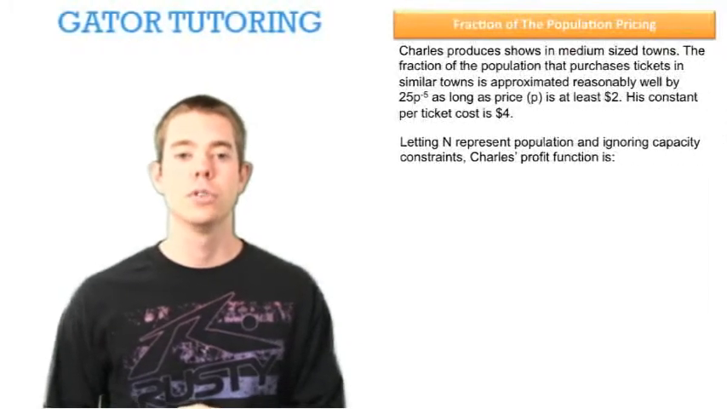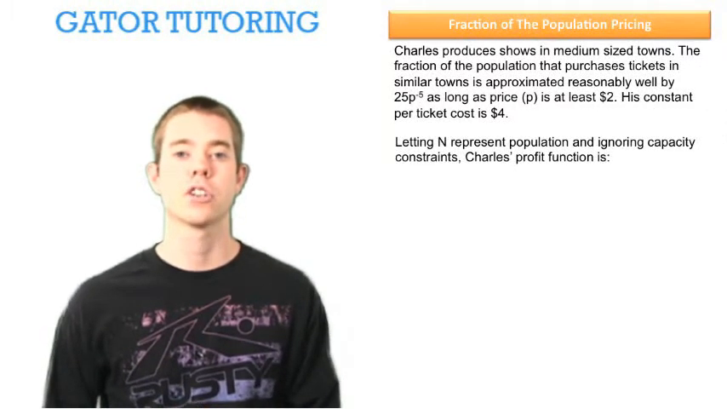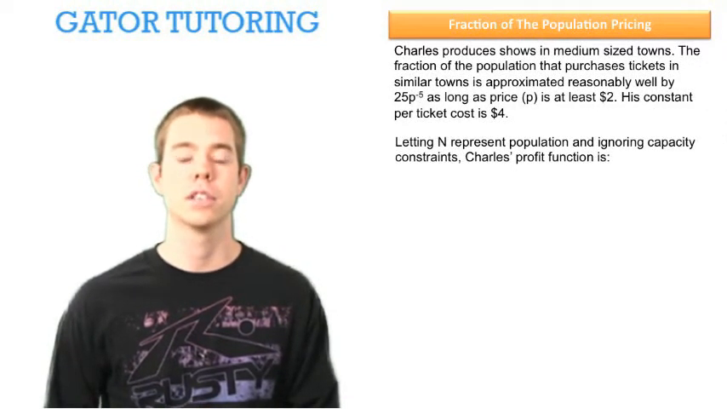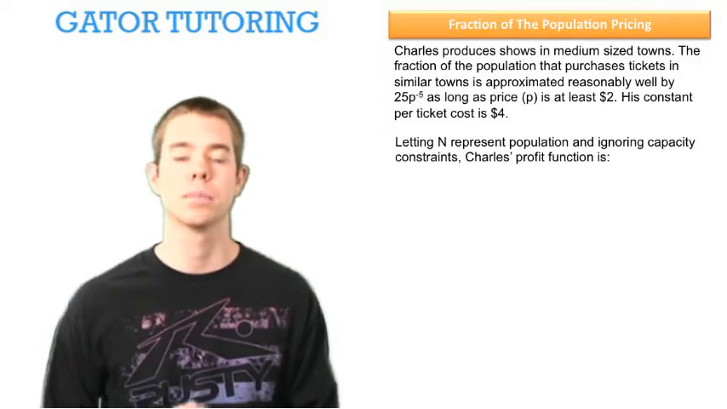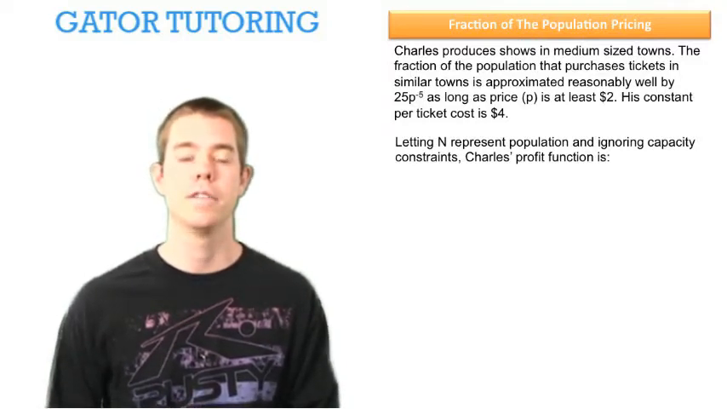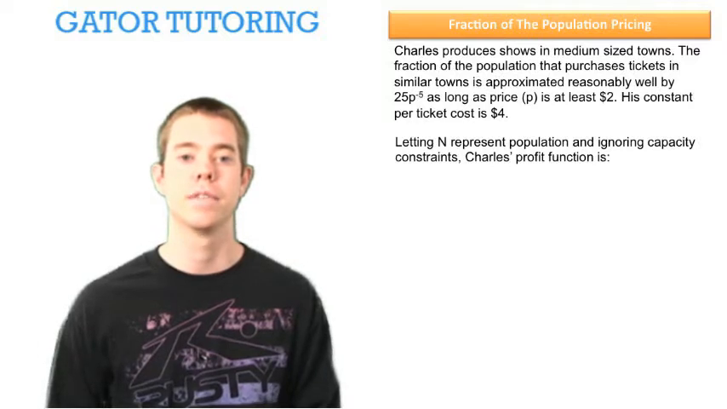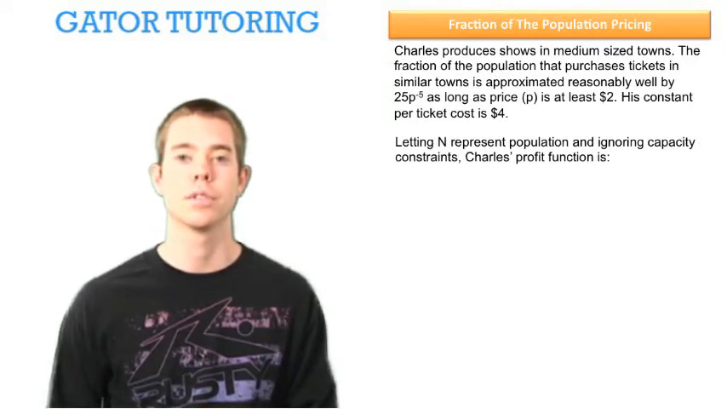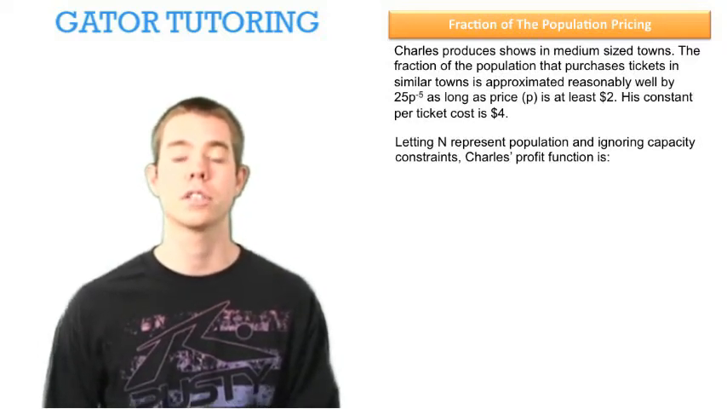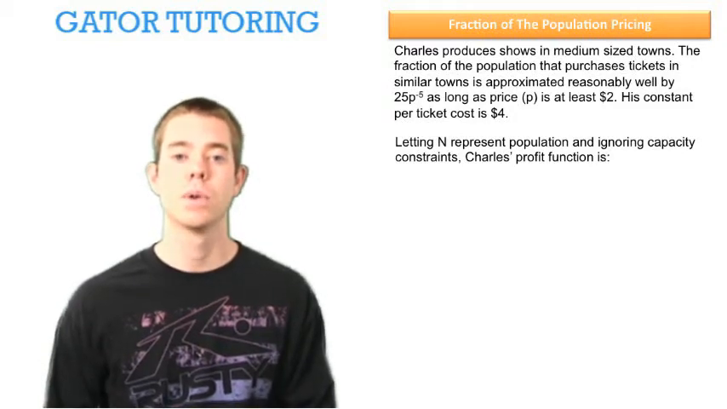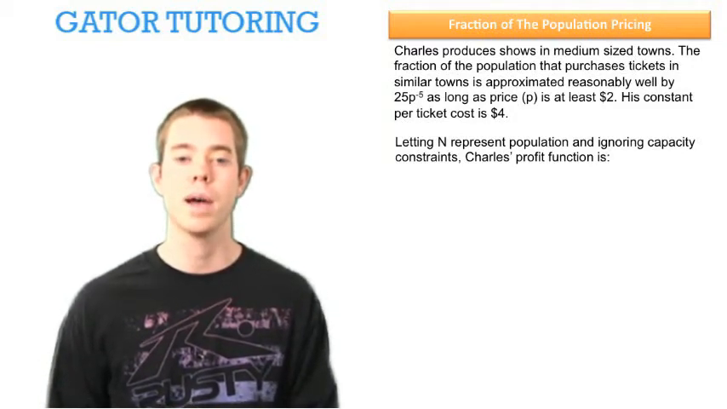Charles produces shows in medium-sized towns. The fraction of the population that purchase tickets in similar towns is approximated reasonably well by 25p raised to the negative 5, as long as price is at least $2. His constant per ticket cost is $4. Letting n represent population and ignoring capacity constraints, Charles' profit function is blank.